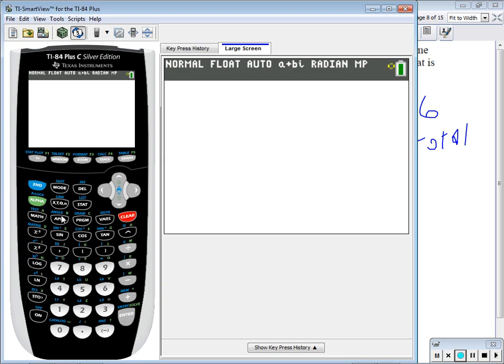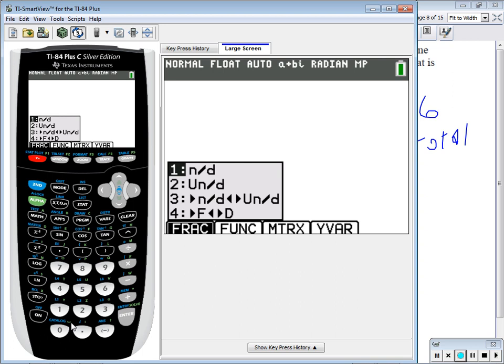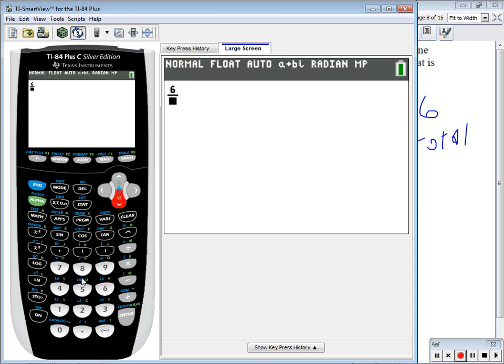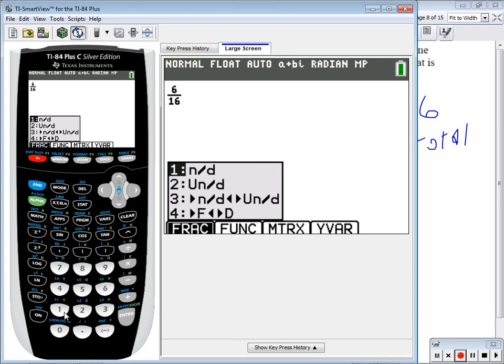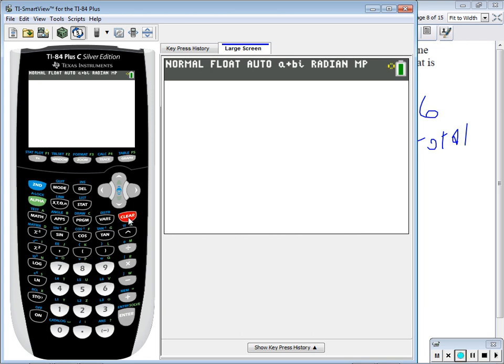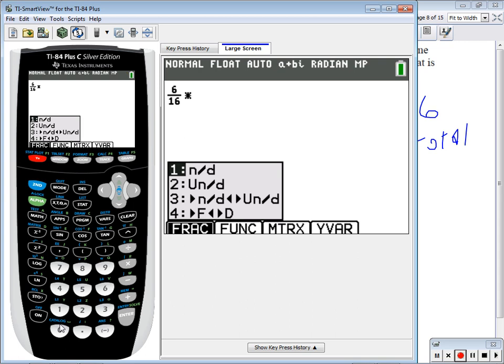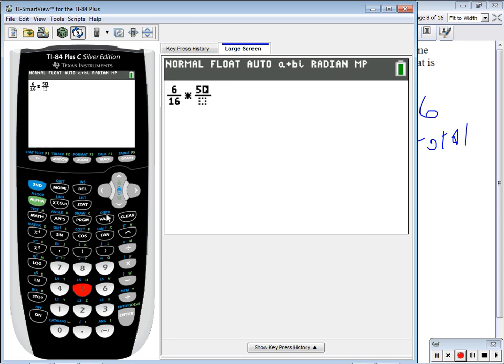So when I do this here, I'm going to get my fraction key up with this. So I got 6 over 16 times, fraction key again, nope, let's try this again. So I got 6 over 16 times 5 over 15.